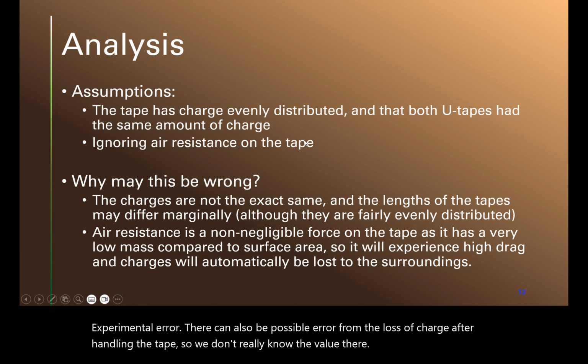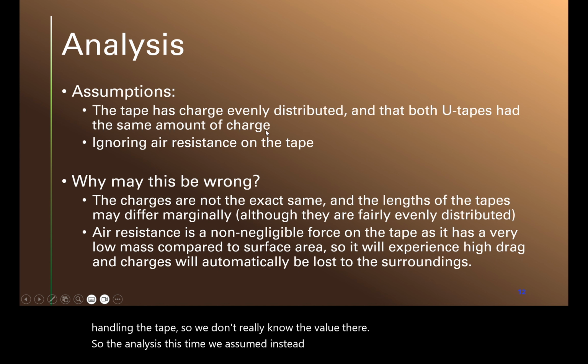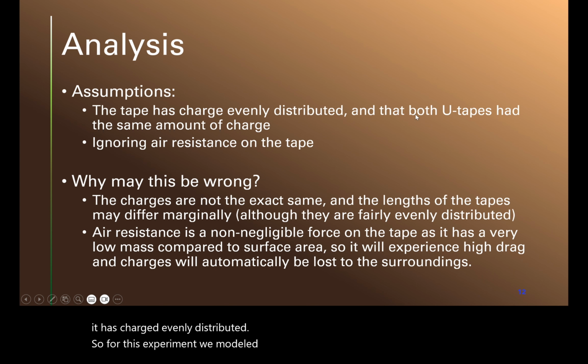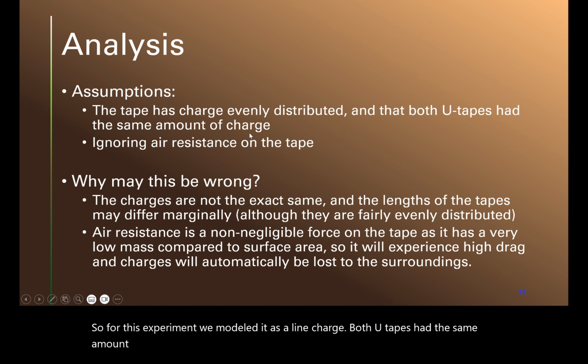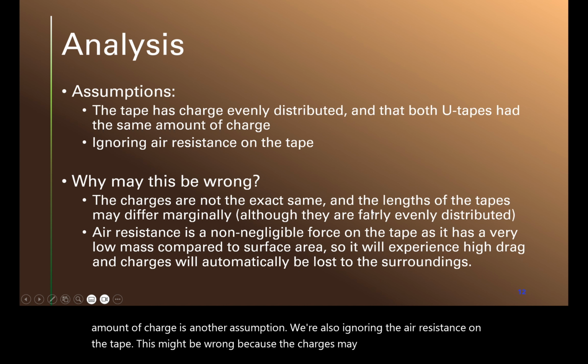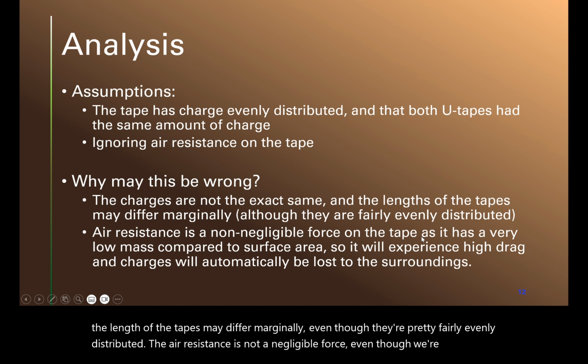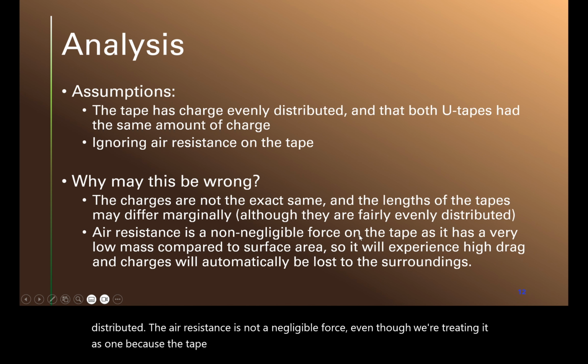So the analysis. This time, instead of assuming that the tape is a point charge, we assumed that it has charge evenly distributed. So for this experiment, we modeled it as a line charge. Both tapes having the same amount of charge is another assumption. We're also ignoring the air resistance on the tape. This might be wrong because the charges may not exactly be the same, and the lengths of the tapes may differ marginally even though they're fairly evenly distributed. The air resistance is not a negligible force, even though we're treating it as one, because the tape has a high drag, but for the sake of this experiment, we are going to say that it's negligible.